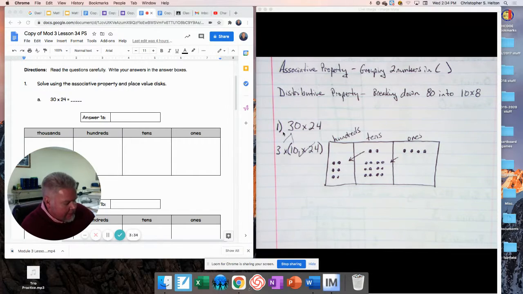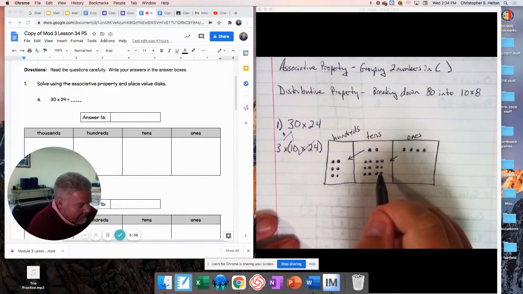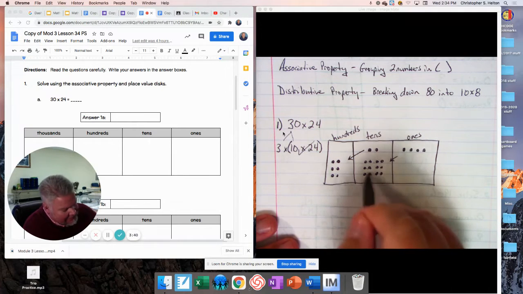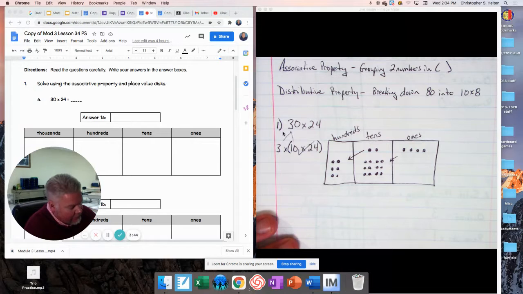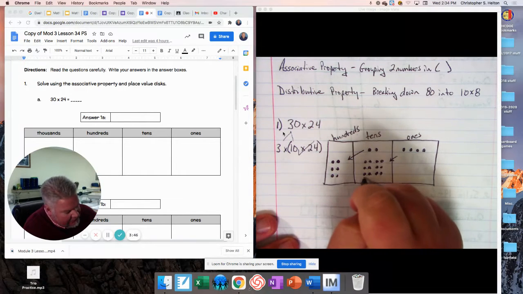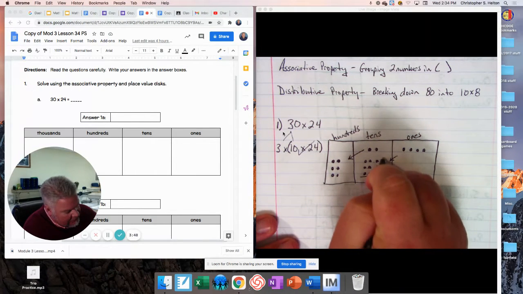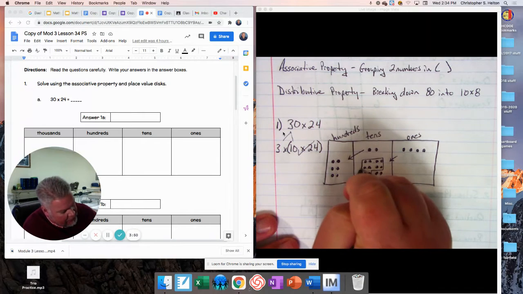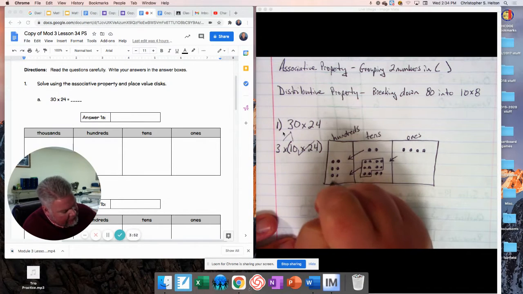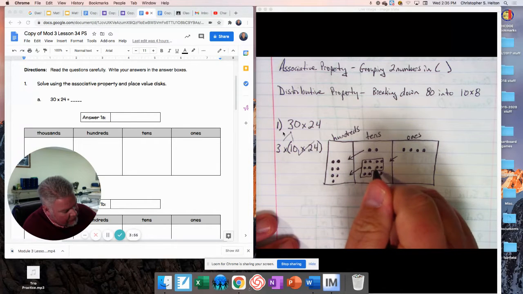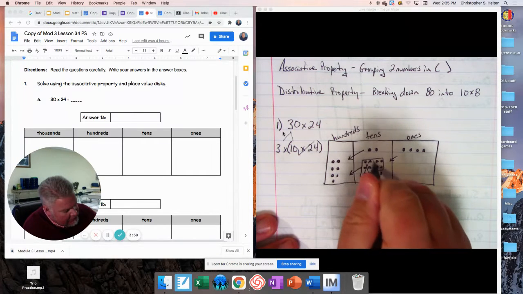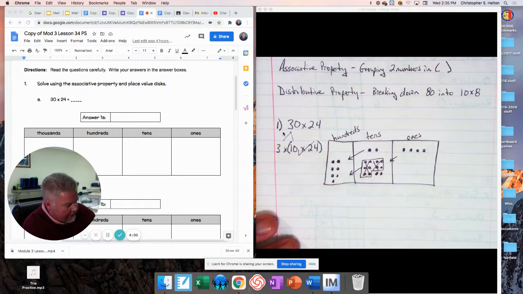Uh-oh. That's a problem, isn't it? Because we can't have more than 10. We can't have more than 9 tens in any place value, or it needs to be shifted over. So what we need to do is take these 10 tens right here, and we're going to shift them over and give us one more 100, because 10 times 10 is 100, right? So we got rid of these. Now let's see what's left.